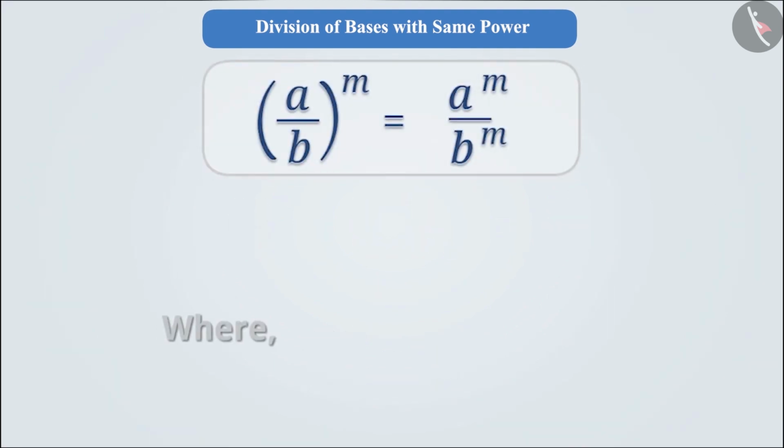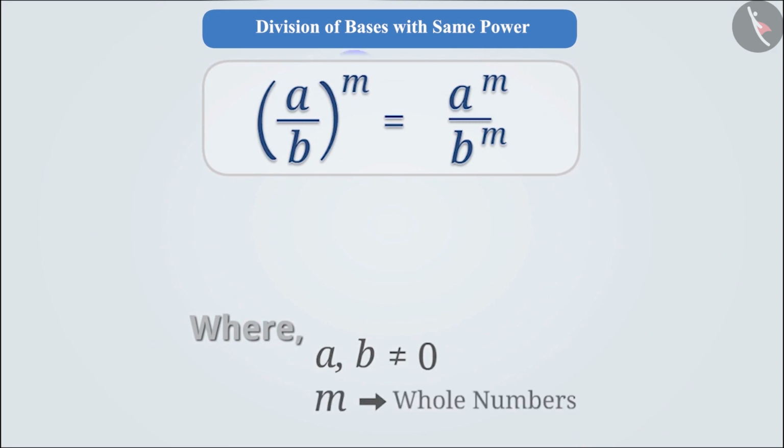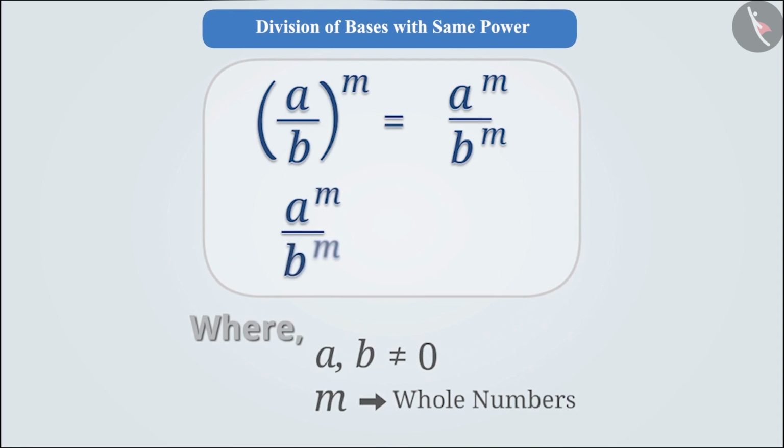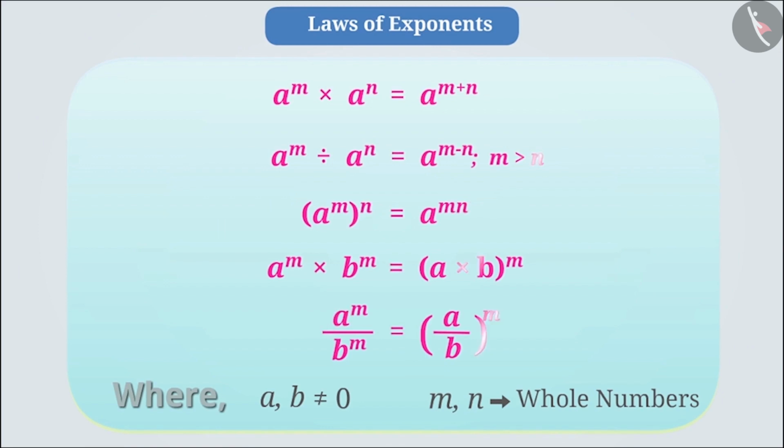Broadly, if both a and b are non-zero integers and m is a whole number, then the expression a divided by b, the whole raised to the power of m, can be written as a raised to the power of m divided by b raised to the power of m. a to the power of m divided by b to the power of m is equal to a by b to the power of m. Here also we can say that the power of the brackets is the power of all the terms written inside. Here we have shown all the laws. Pause the video and read them once.